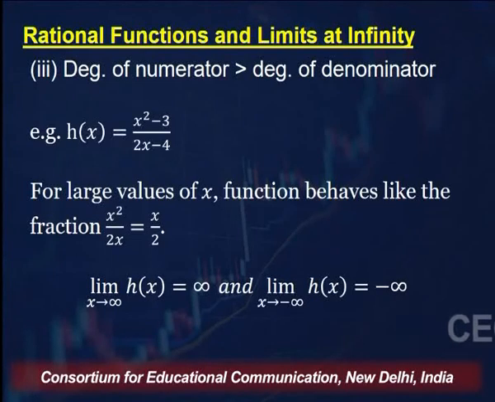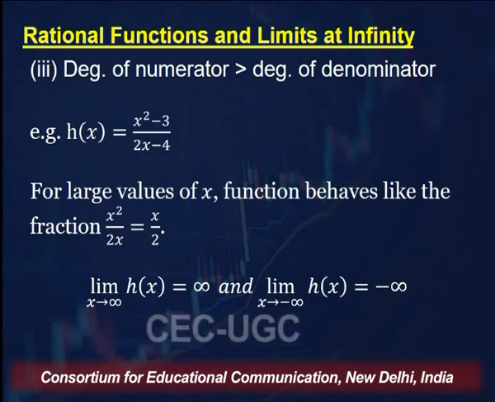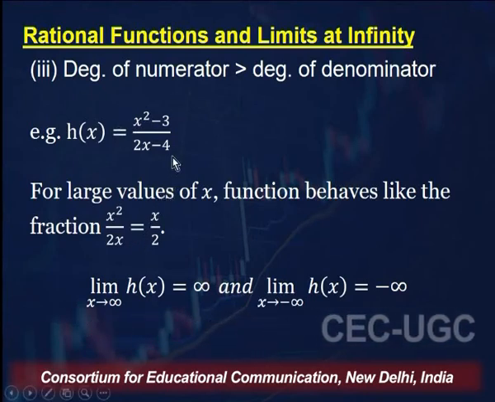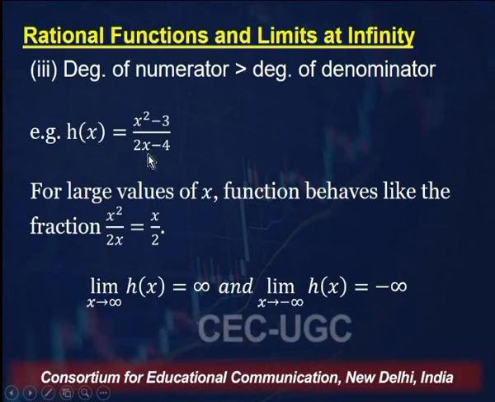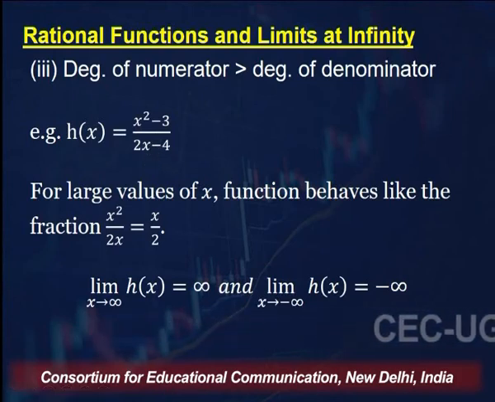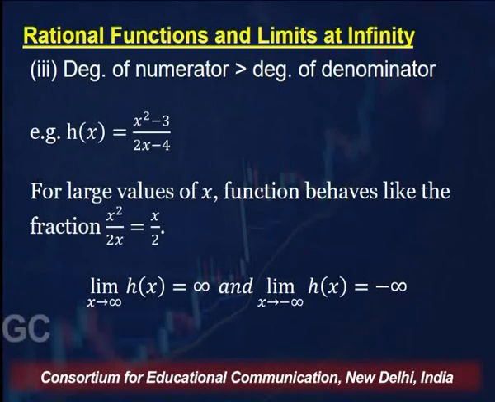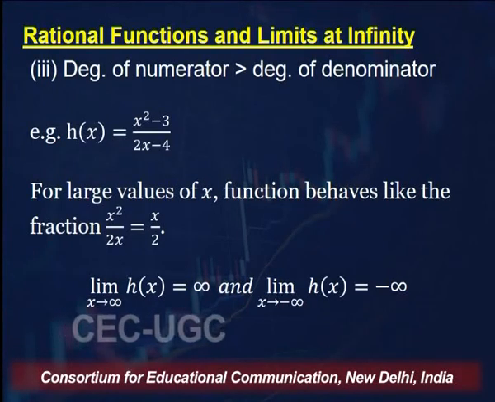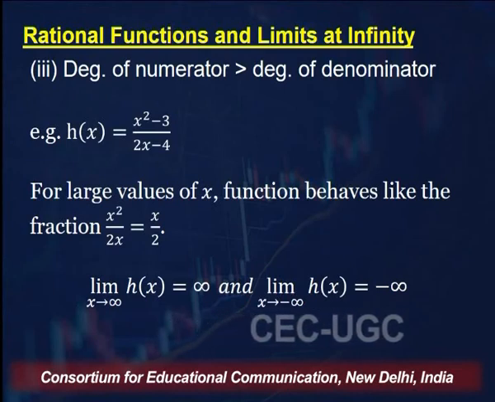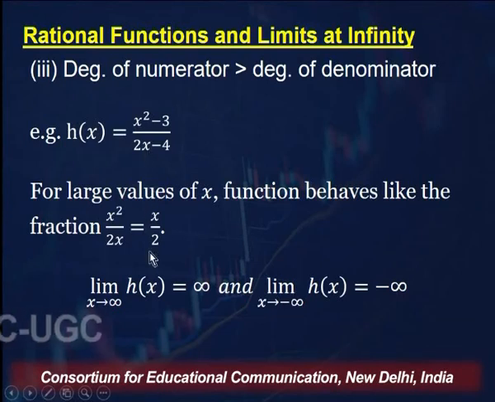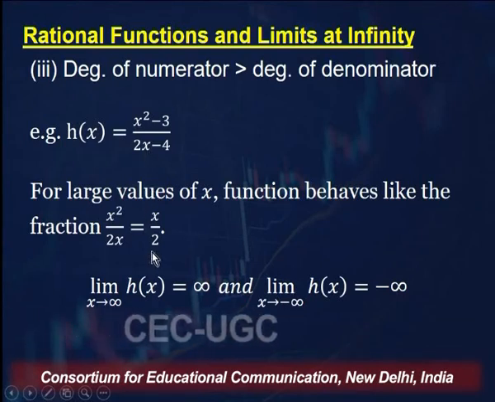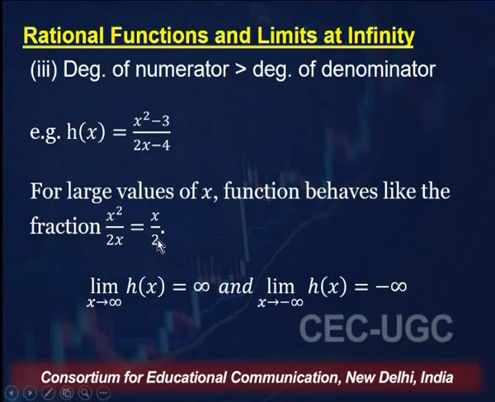Now the third possibility for a rational function is where the degree of the numerator is larger than the degree of the denominator. So for example, if I give you the function x squared minus 3 divided by 2x minus 4, you can see that the degree of the numerator here is 2 and the degree of the denominator here is 1, the highest degree. So for large values of x, the function behaves like the fraction x squared divided by 2x, which is x by 2.